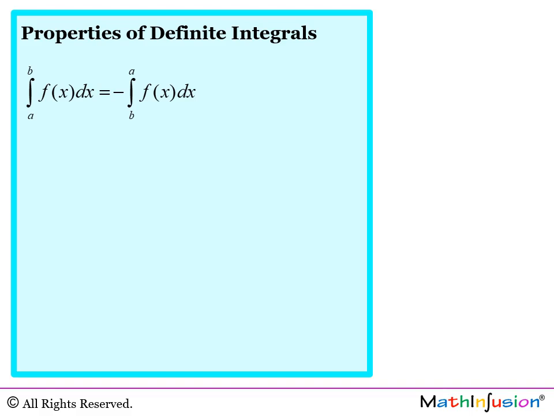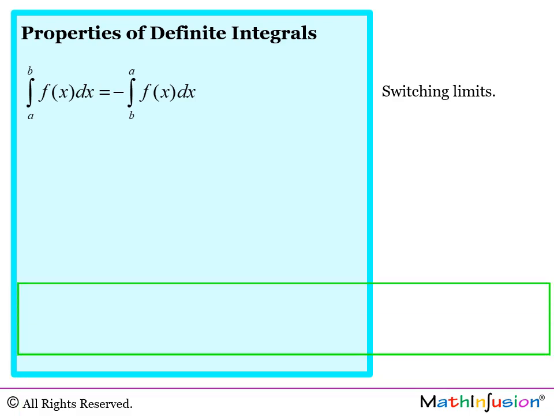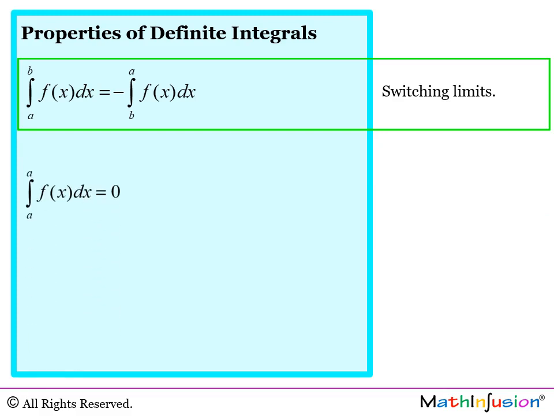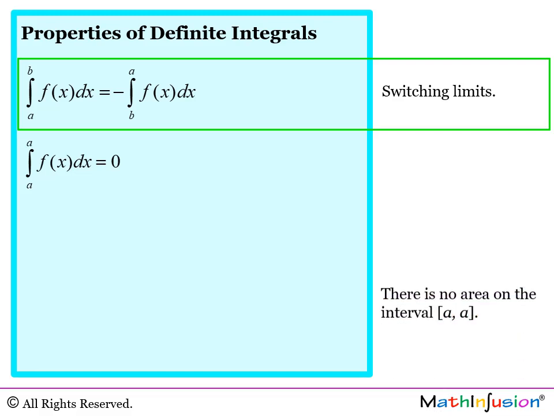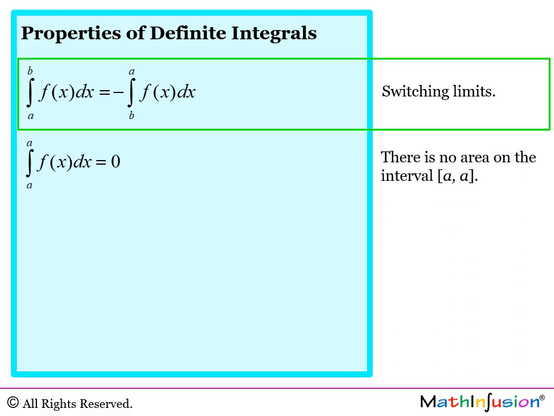The integral of f(x) dx between a and b equals the negative of the integral between b and a. This actually allows me to switch the limits of the integral. It's okay to switch the limits, but then don't forget the negative sign. The integral of f(x) dx between a and a is 0. Makes sense, because there is no area on the interval at a.